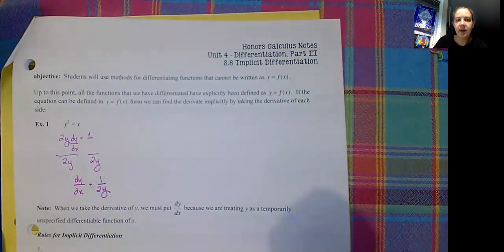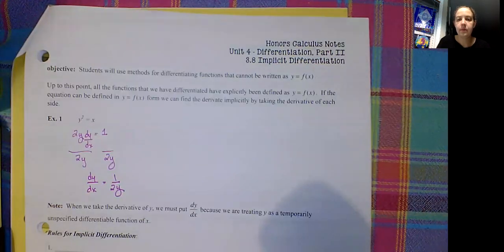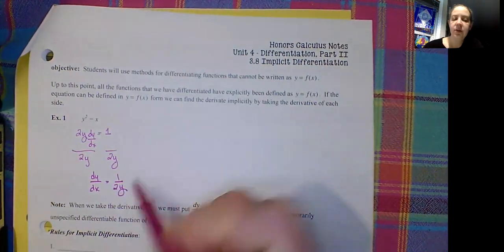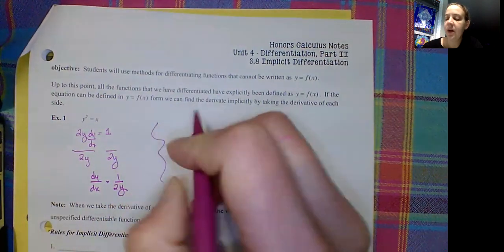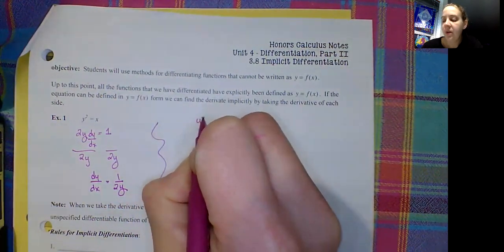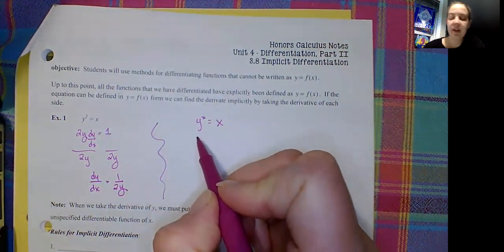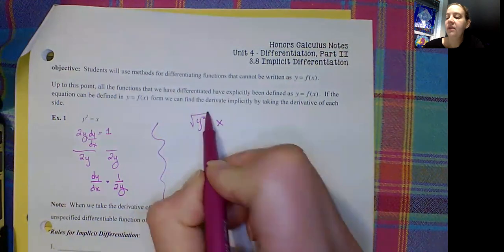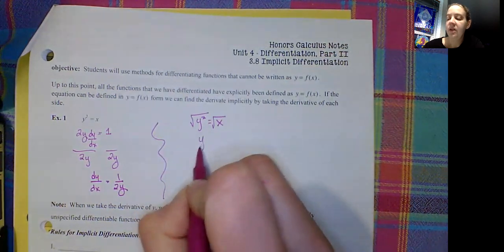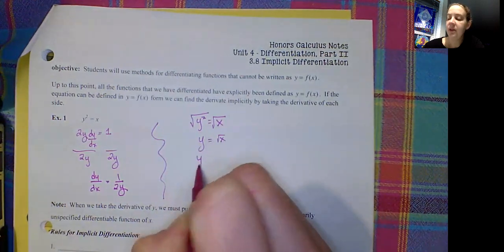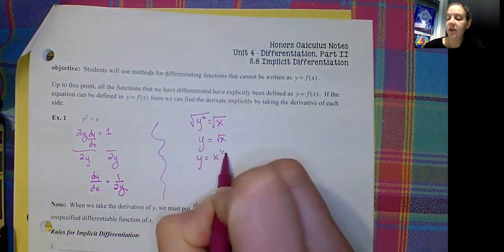All right, so we're back. But this doesn't look like what we're used to. So I want to show you that this works another way as well. If we have y squared equals x, you can actually solve this one for y. That's not always the case with implicit differentiation, but we can here. So you can find the square root of both sides. So this becomes y equals the square root of x, but we write square root of x as x to the 1/2. So x to the 1/2.